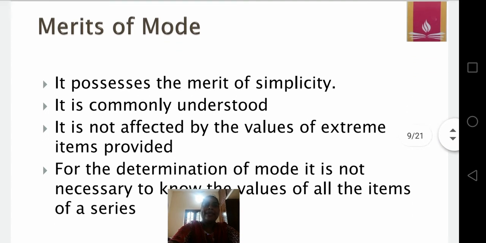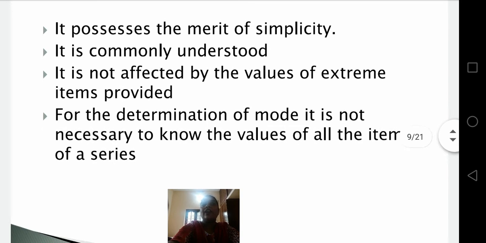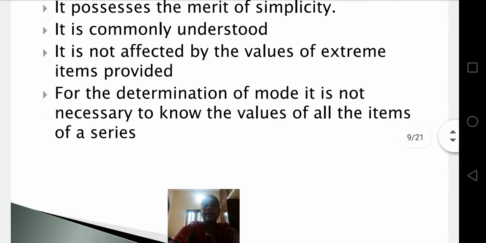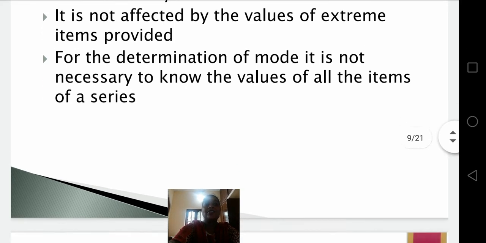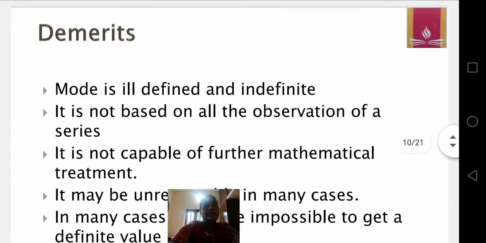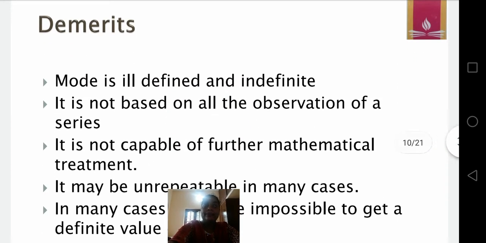What are the merits of the mode? The merit is simplicity. It is understood very easily, not affected by the value of extreme items, and for determining the mode, it is not necessary to know all the values of the items of the series. Like any other method, mode also has certain limits.